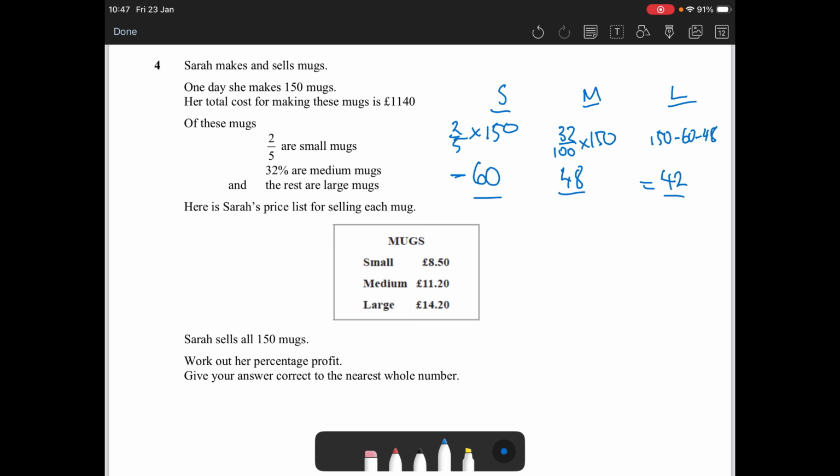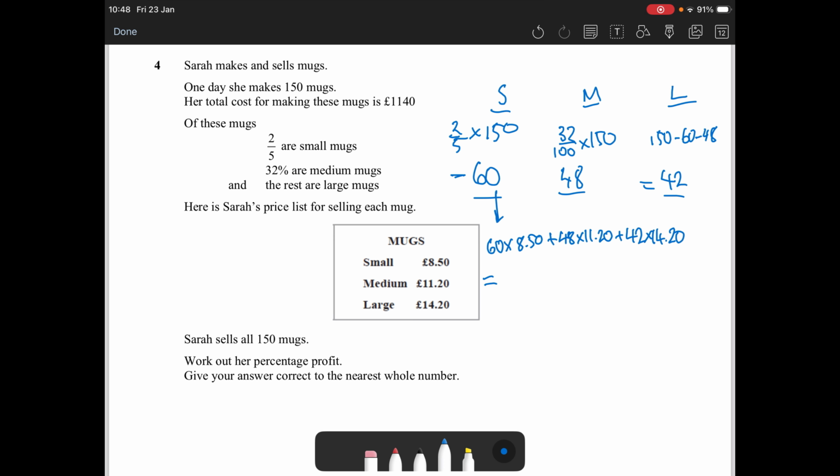So we are going to do a bit of working now. So we need to do 60 times £8.50 plus 48 times £11.20 plus 42 times £14.20. Okay, I'm just working out how much money she's going to get from sales. So a lot of calculator pressing at this stage. You know what I mean?